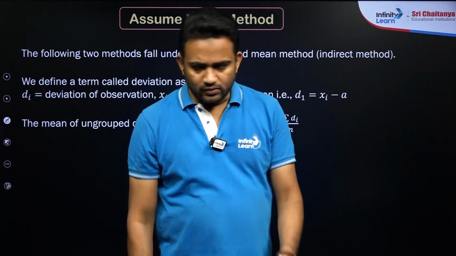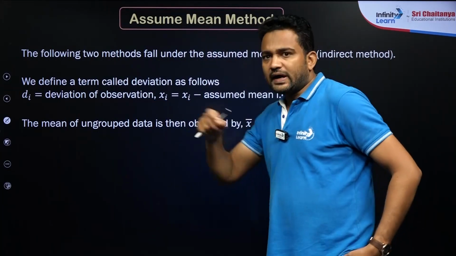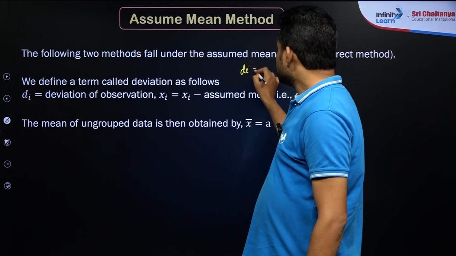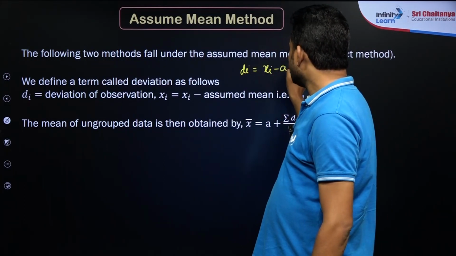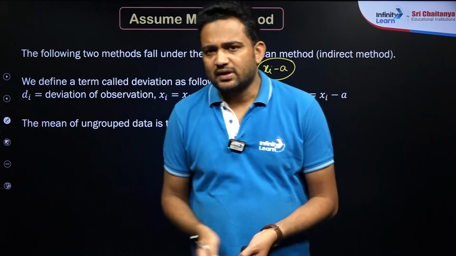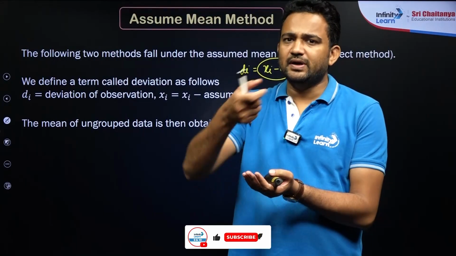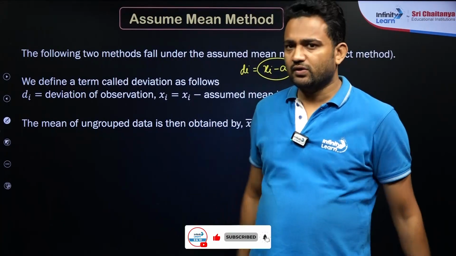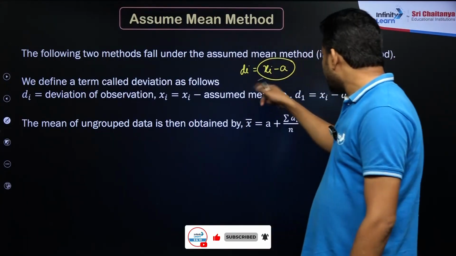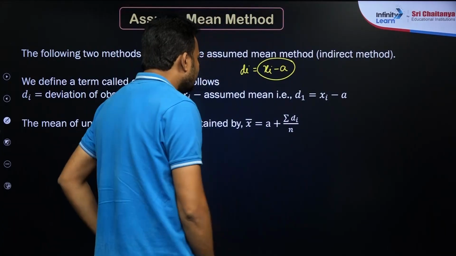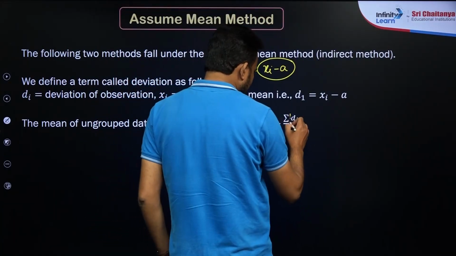We will not directly find fixi. First of all, we will find di, that is called the deviation, which is xi minus a. What is a? a can be any value taken from xi, but if you follow the standard, it will be the middle value of xi. Then we find fidi.